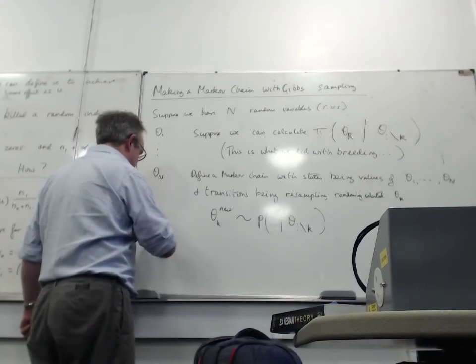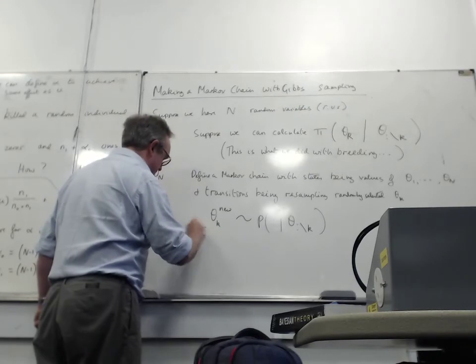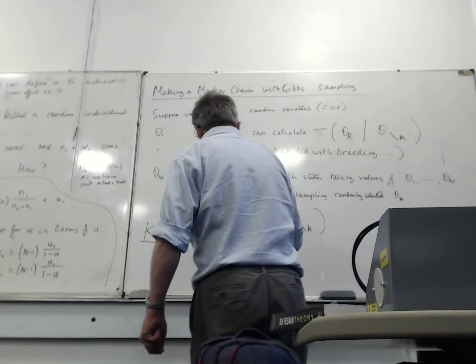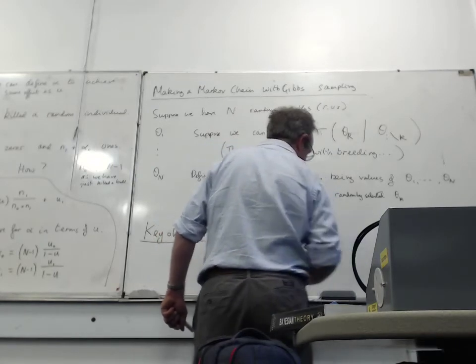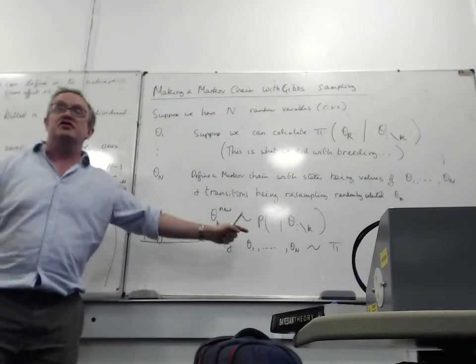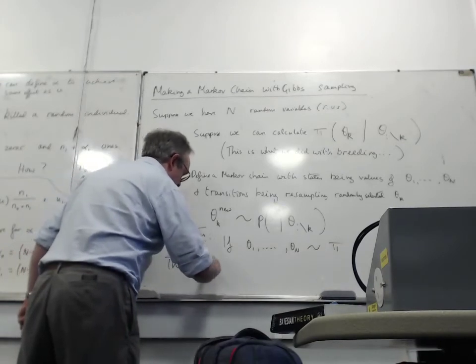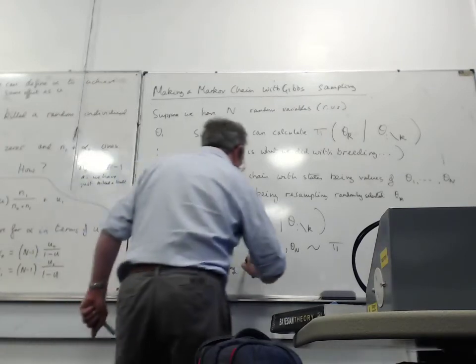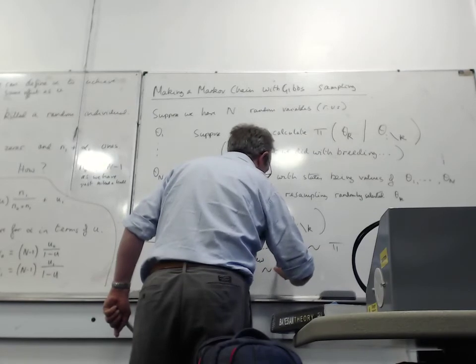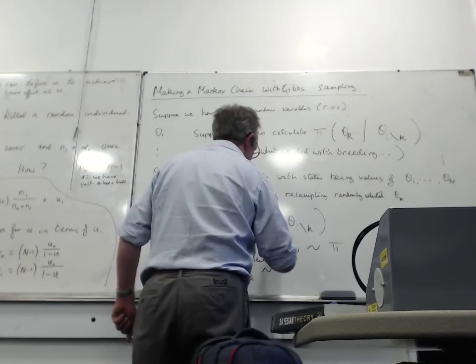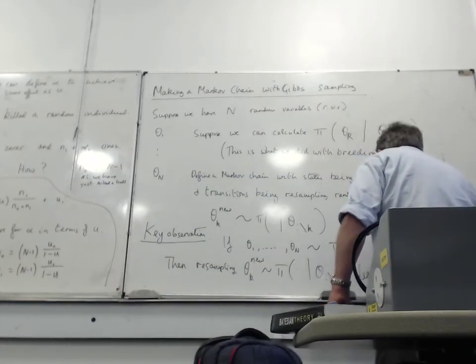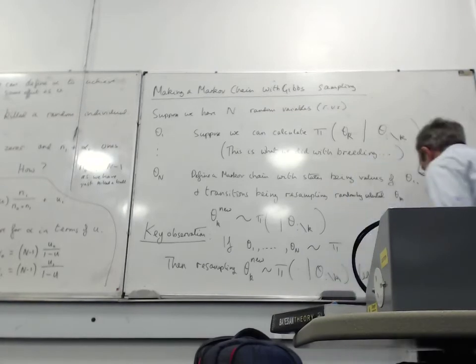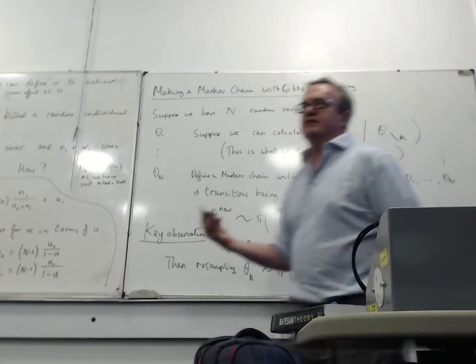Now the reason it gets there is what we have said. Now the key observation, which I've been working up to over a long time: if theta 1 to theta n are distributed according to pi, if they're already in this joint distribution, then resampling theta k new leaves that distribution invariant.